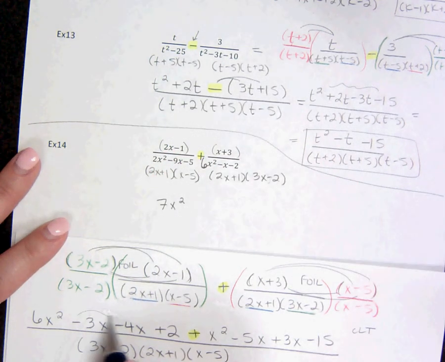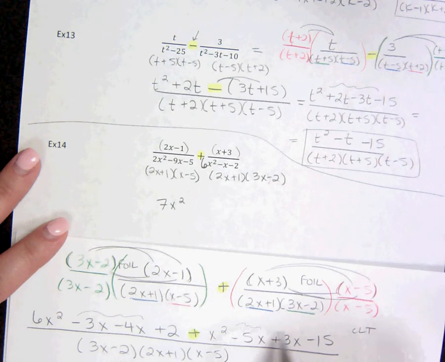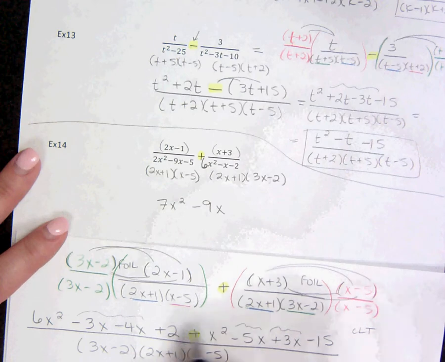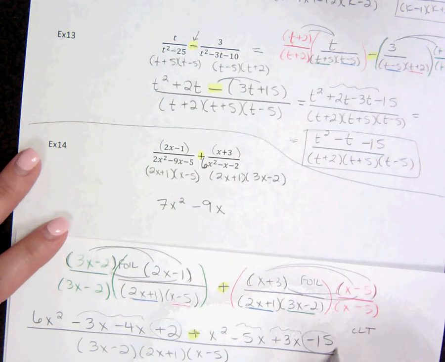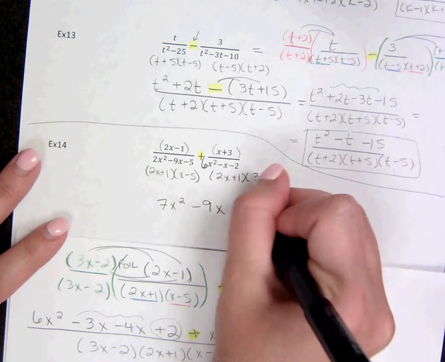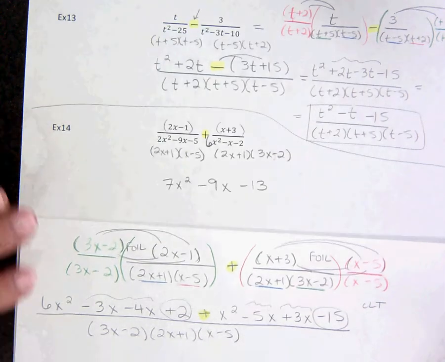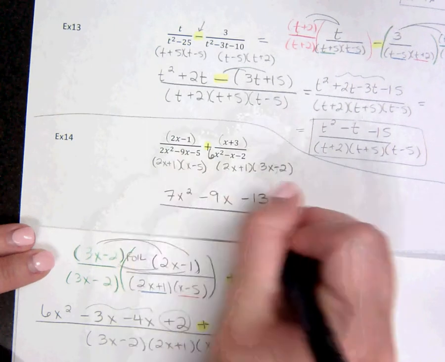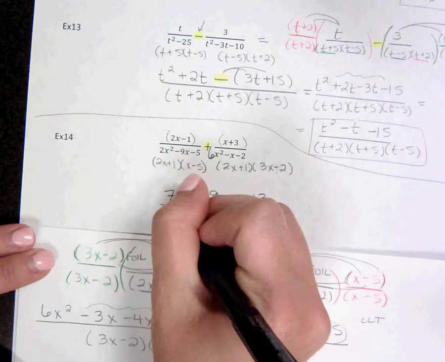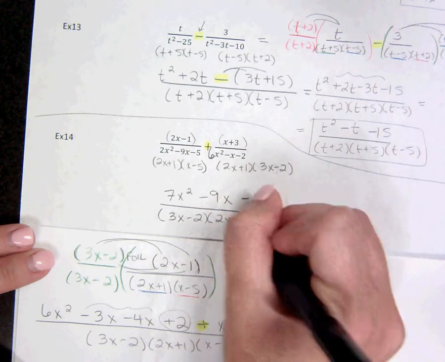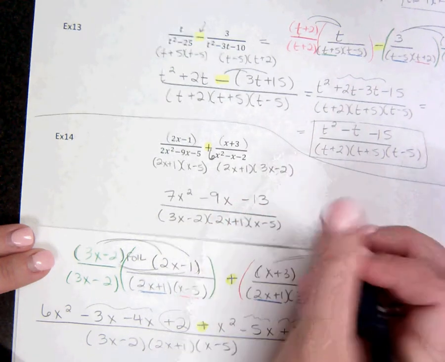Then we've got this one, that one, and this one. Looks like that would be minus 9x. Then we've got a plus 2 and a minus 15, so minus 13. So again, just cleaning up all of those common terms over that same denominator, 3x minus 2, 2x plus 1, and x minus 5.